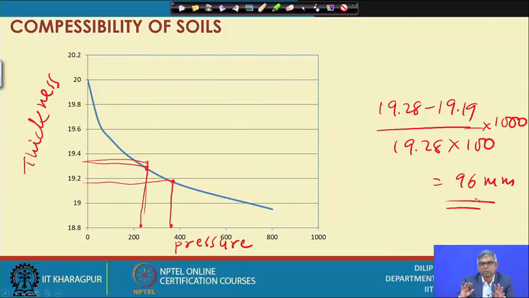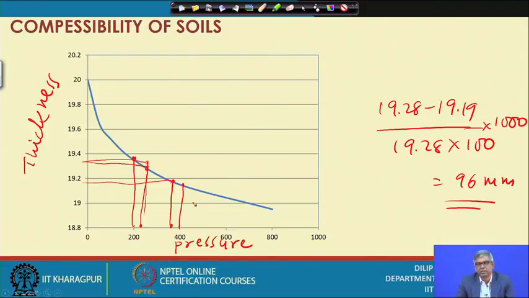Directly consolidation test we are getting at the end of each pressure increment, what is the thickness we know. So, that thickness, so at the end of suppose 200 pressure, what was the thickness I have plotted. At the end of pressure application, after application of the 400 pressure, at the end what is the final value, this is the value. So, like that if you plot and finally join them, that is giving you thickness versus pressure curve.